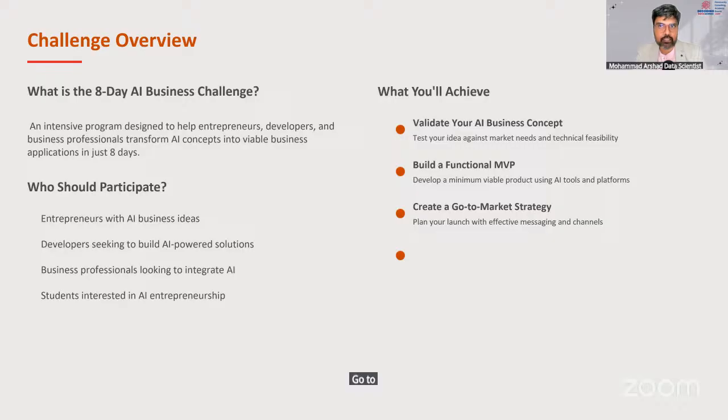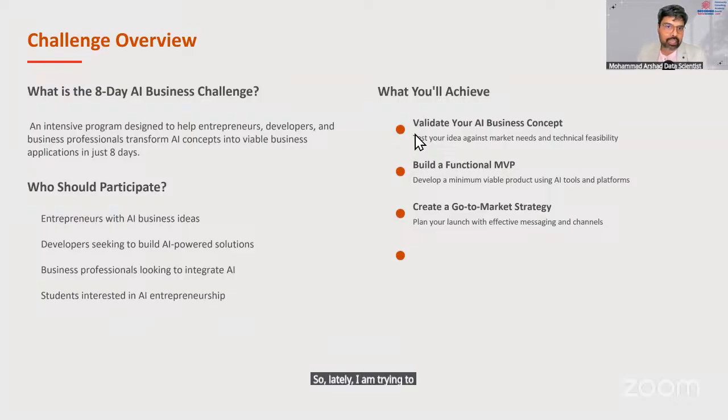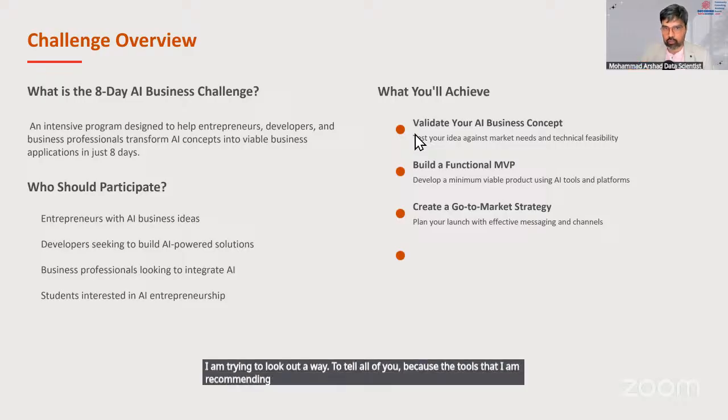Go to market strategy. At the end of the day, we are going to use AI a lot to generate content. Lately, I am trying to generate some AI content mixing with digital avatars or my avatar, and I'm just experimenting. I have not yet reached the stage where I can pay money for ElevenLabs and do it. There are AI tools that can clone my voice and my avatar, but I need to pay money for that. I am trying to look for a way to tell all of you, because the tools that I am recommending in this challenge can be used in a freemium model.